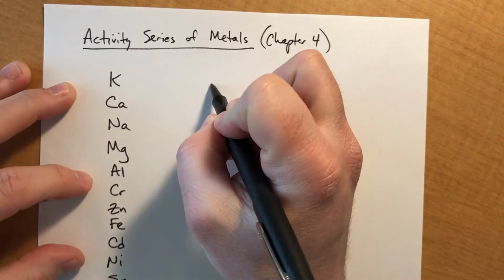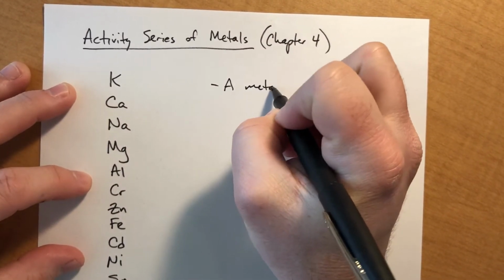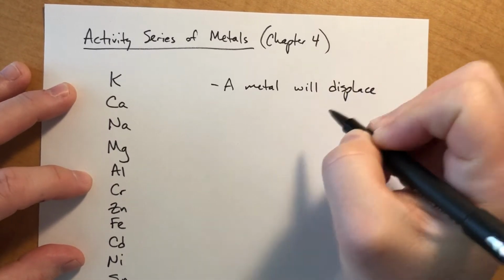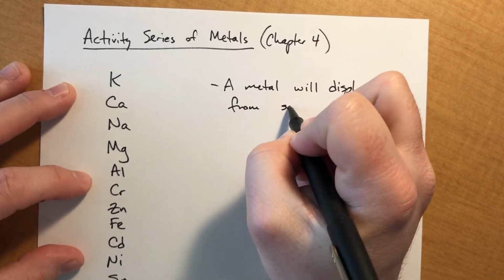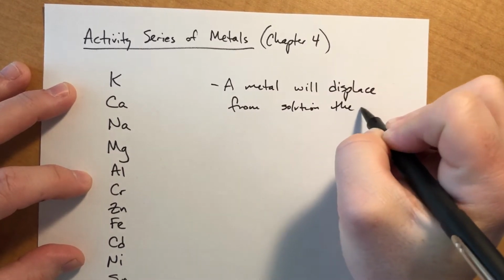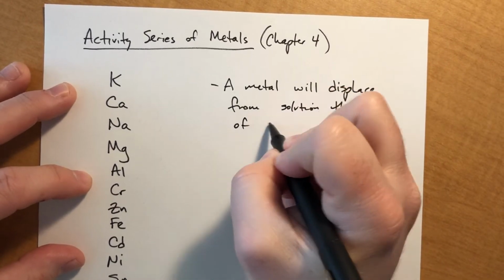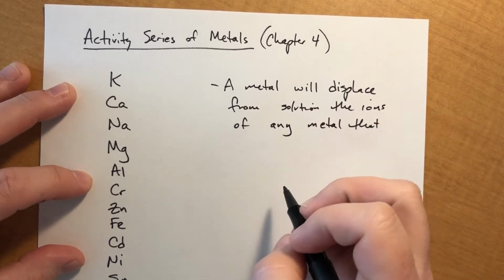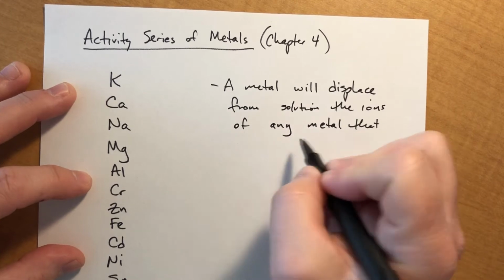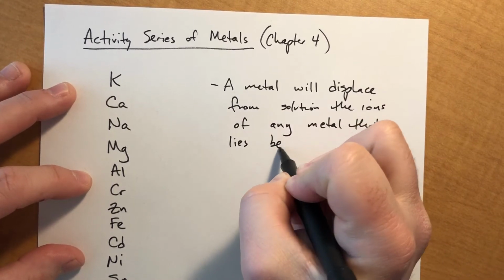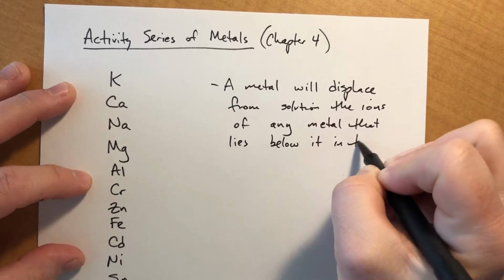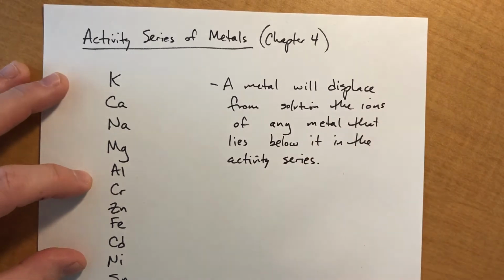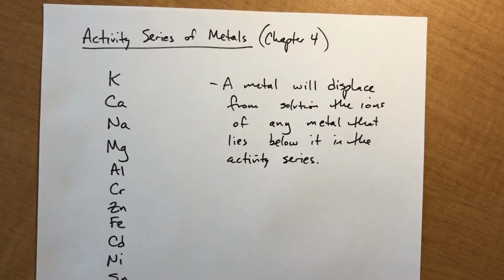I'm going to write a statement and we'll kind of talk through what this means. This is just straight out of the textbook. But a metal will displace from solution the ions of any metal that lies below it in the activity series.